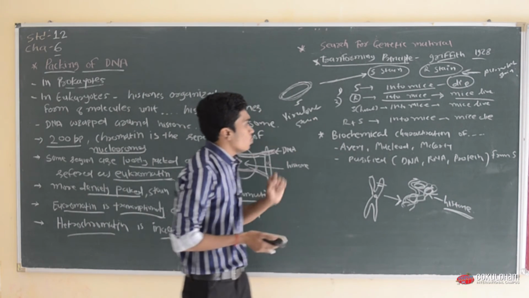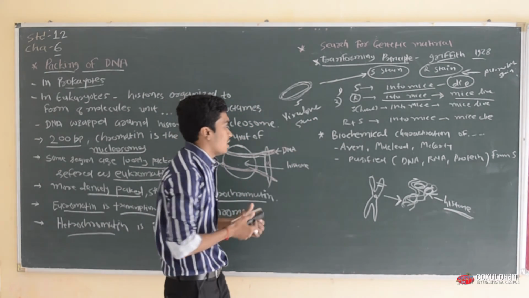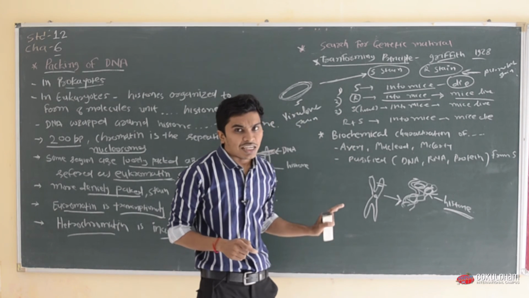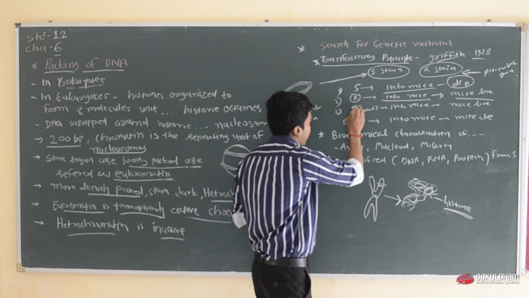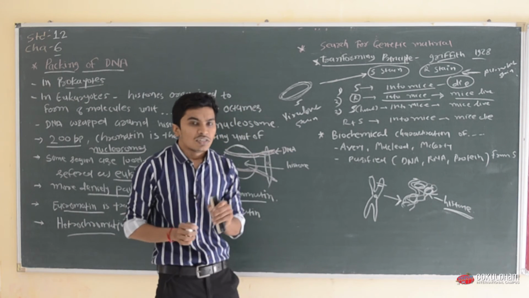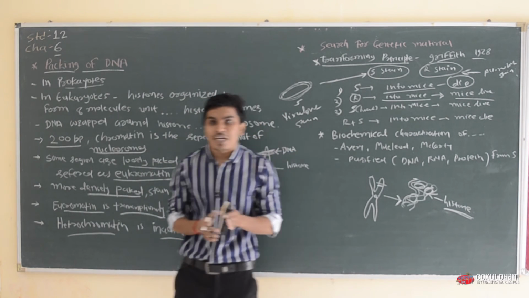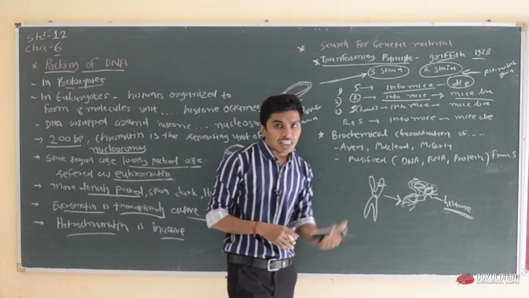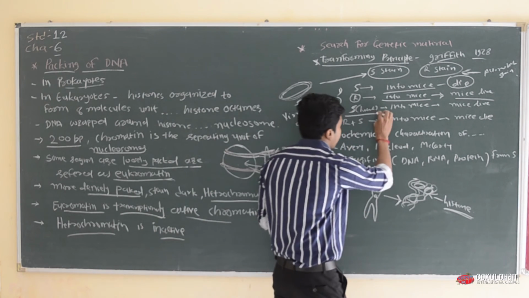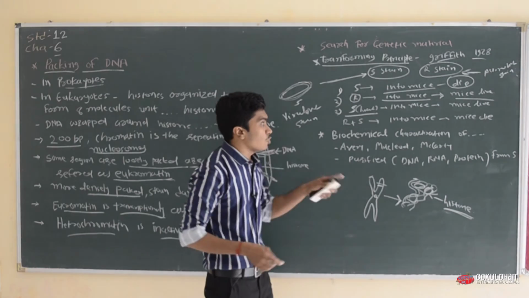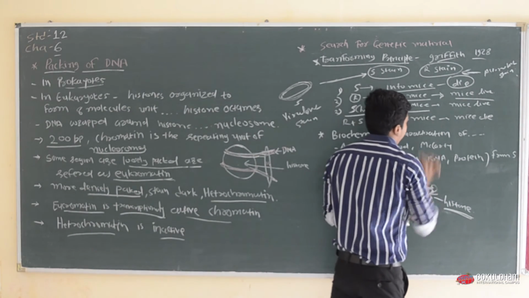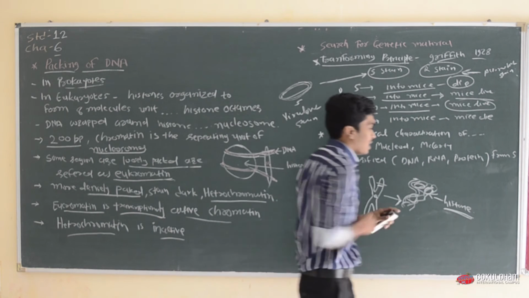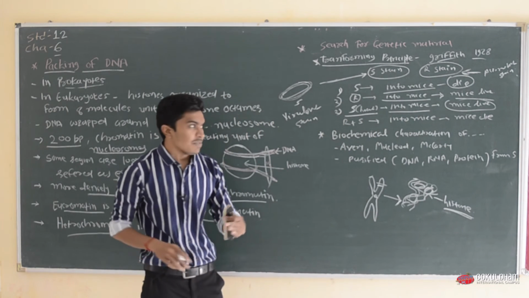Now the other important thing he did was take smooth strain bacteria and heat it, to find out whether after heating the bacteria stay alive or die. After heating, he introduced this bacteria into mice. As a result, the mice will live.